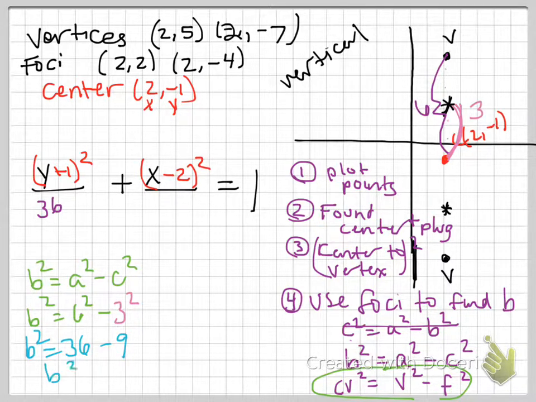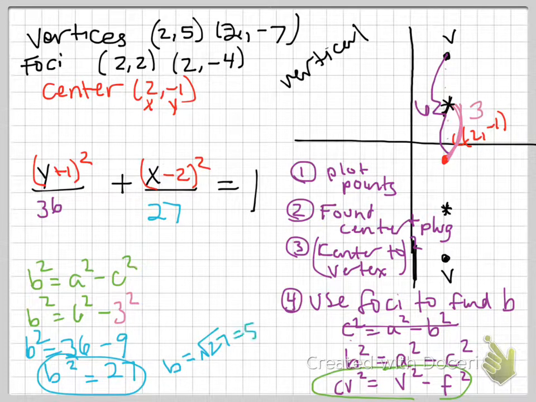So b squared equals 27. So this b squared is 27. That's actually the number that goes underneath my x. In order to finish that, we will square root it, so we know that b is equal to about 5.2. If we take the square root of 27, which is about 5.2, that's going to help us finish our graph. So we'll go to the left and right 5.2.